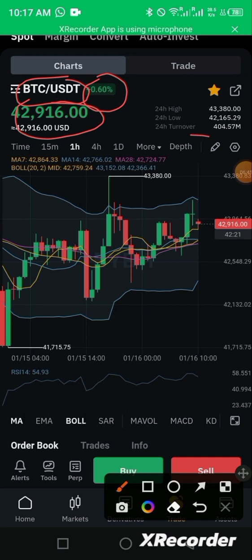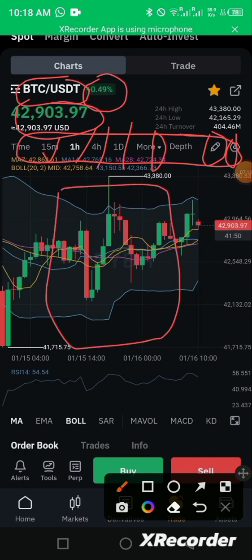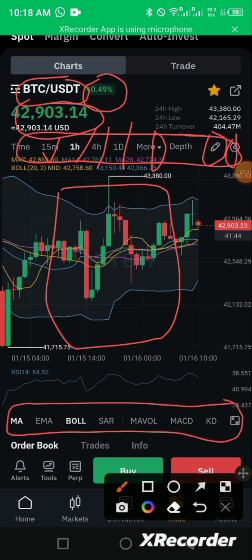Then at this point, it shows you the time frame. You have the 15 minutes, 1 hour, 4 hours, 1 day. This more here opens up to the other time frames where you can choose. Here it gives you your indicators, here your settings, and here are your charts. These also give you the different indicators that help you to read and understand your charts.